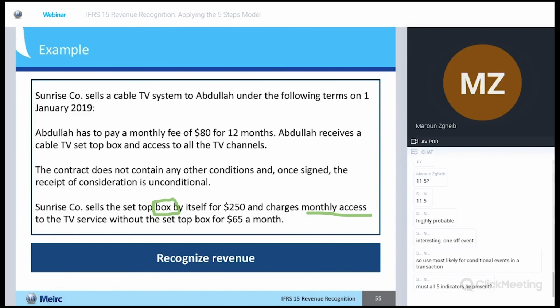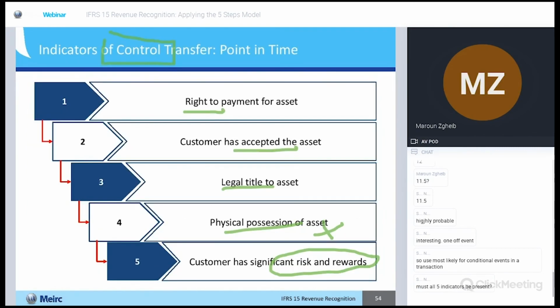Now, Steve, a very good question. Thank you for the question, Steve. Must all 5 indicators be present? No, not all 5 indicators must be present, because you can benefit from the risk and rewards without having legal title. Even if you don't have the legal title yet, you can be benefiting from the risk and reward.